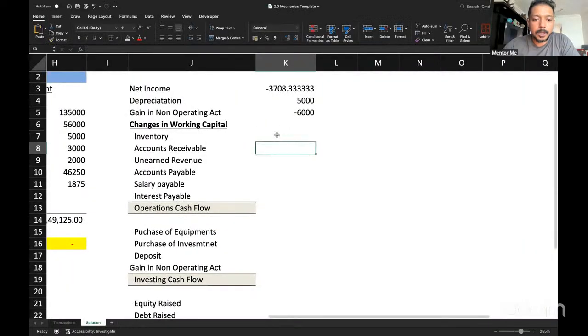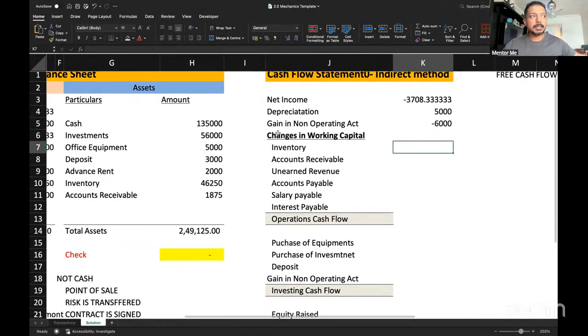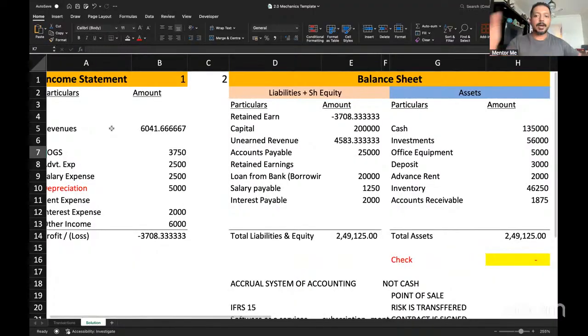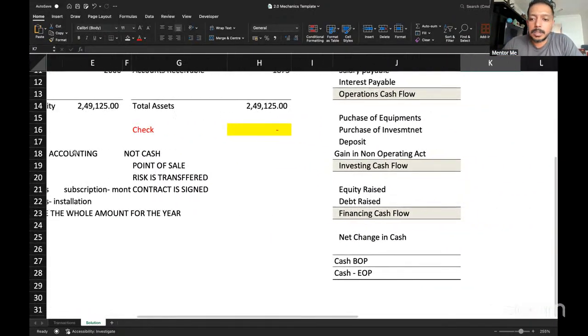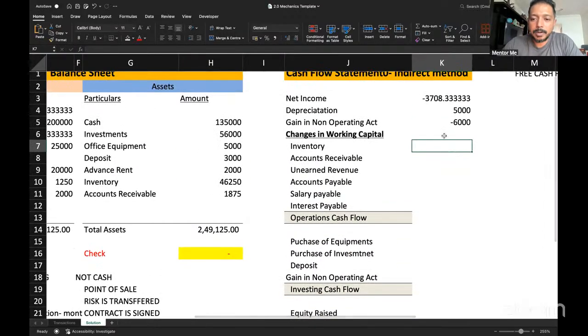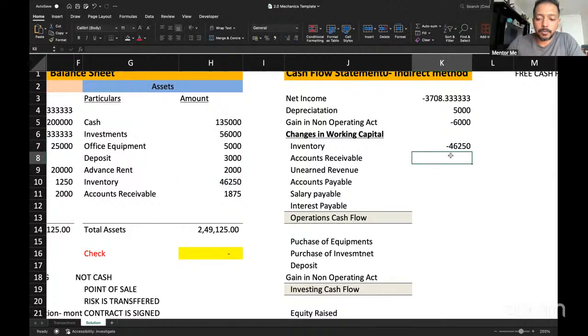Okay. So now inventory, since there was nothing before, we can always take last year as 0. There was nothing before, right? Before this balance sheet creation that we did, last year's value did not exist. So we will take it as 0. So 0 minus inventory ending value, which is 46,250. Right? So negative 46,250.